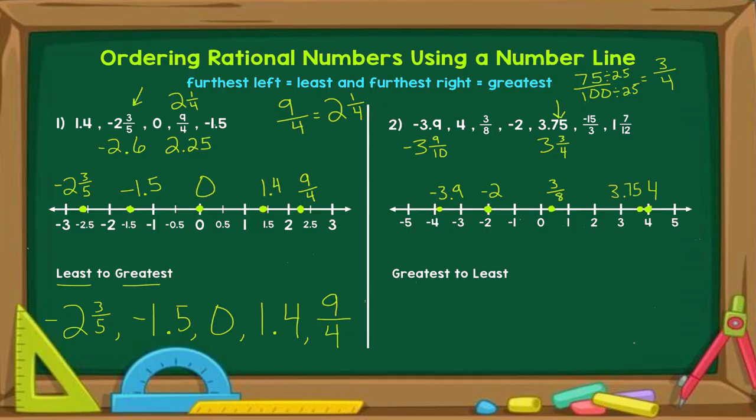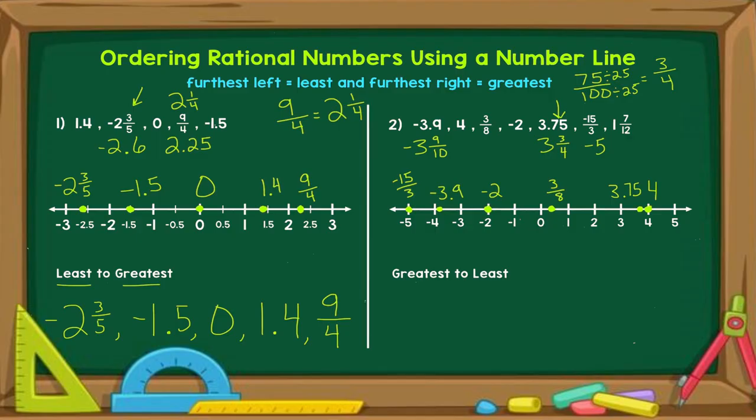Next, we have negative 5/3. So an improper fraction, let's convert it to a mixed number. We need to divide the numerator, negative 15, by the denominator, 3. So this is going to be 5, and we don't have a remainder. So this is just negative 5, which is to the left of 0 and right here on the number line. Now I'll put the original improper fraction, and then lastly we have 1 and 7/12.